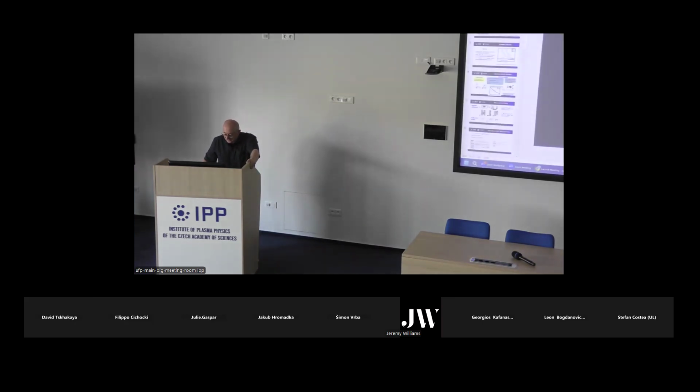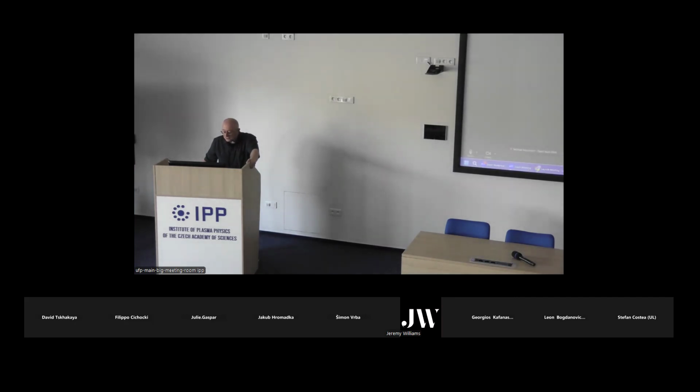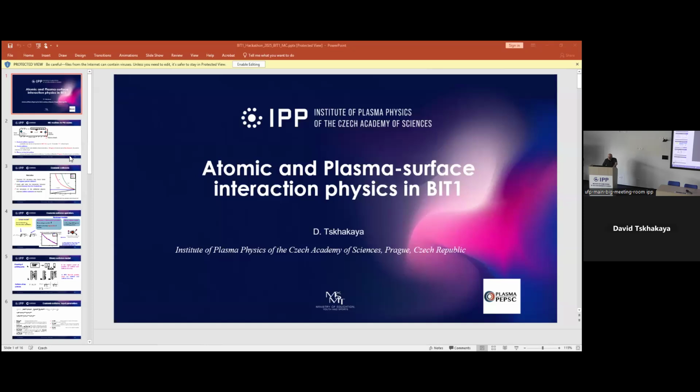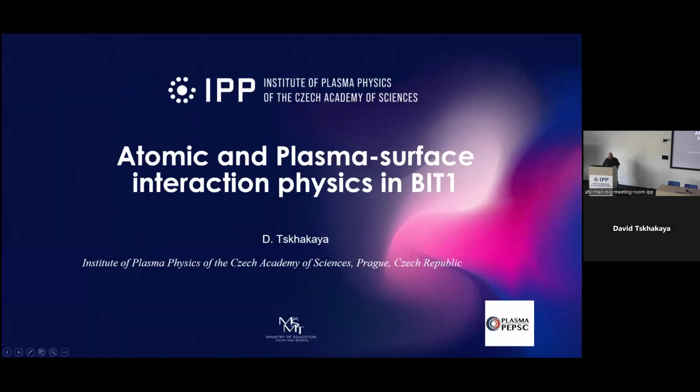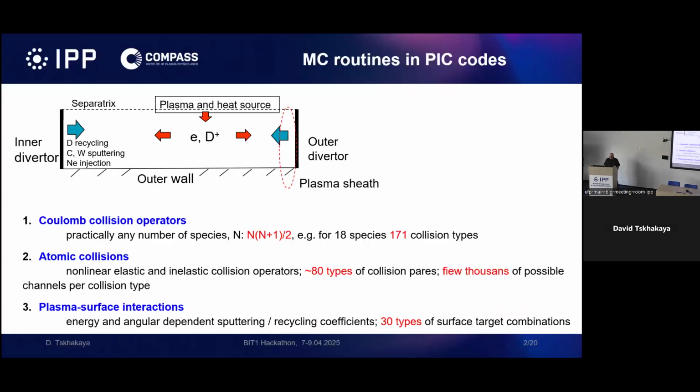When Jeremy mentioned that it's a special code, yes, the code is optimized for the particle, let's say Monte Carlo part, and I will explain why. I hope it's now full mode. Now, about atomic physics and plasma surface interactions in BIT1. A reminder of the geometry of the simulation.